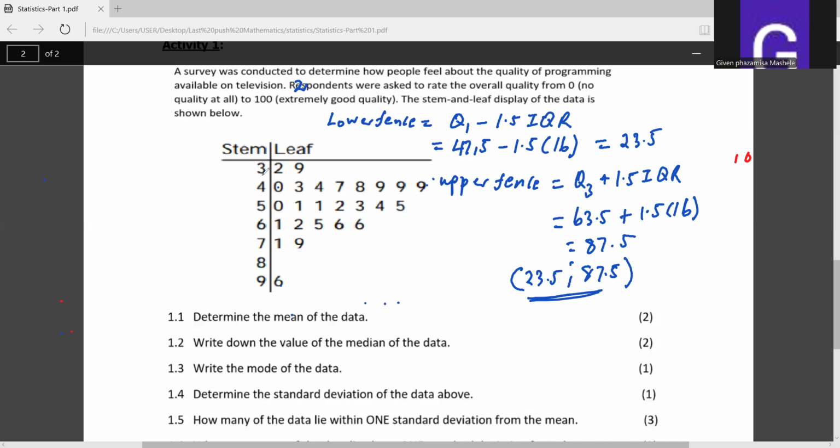And what is the minimum here? The minimum is 32. It's part of this interval. What is the maximum? It is 96. 96 is not in the interval. It's outside 87.5. So we only have one outlier here, and our outlier is 96, because it's not falling in the interval.